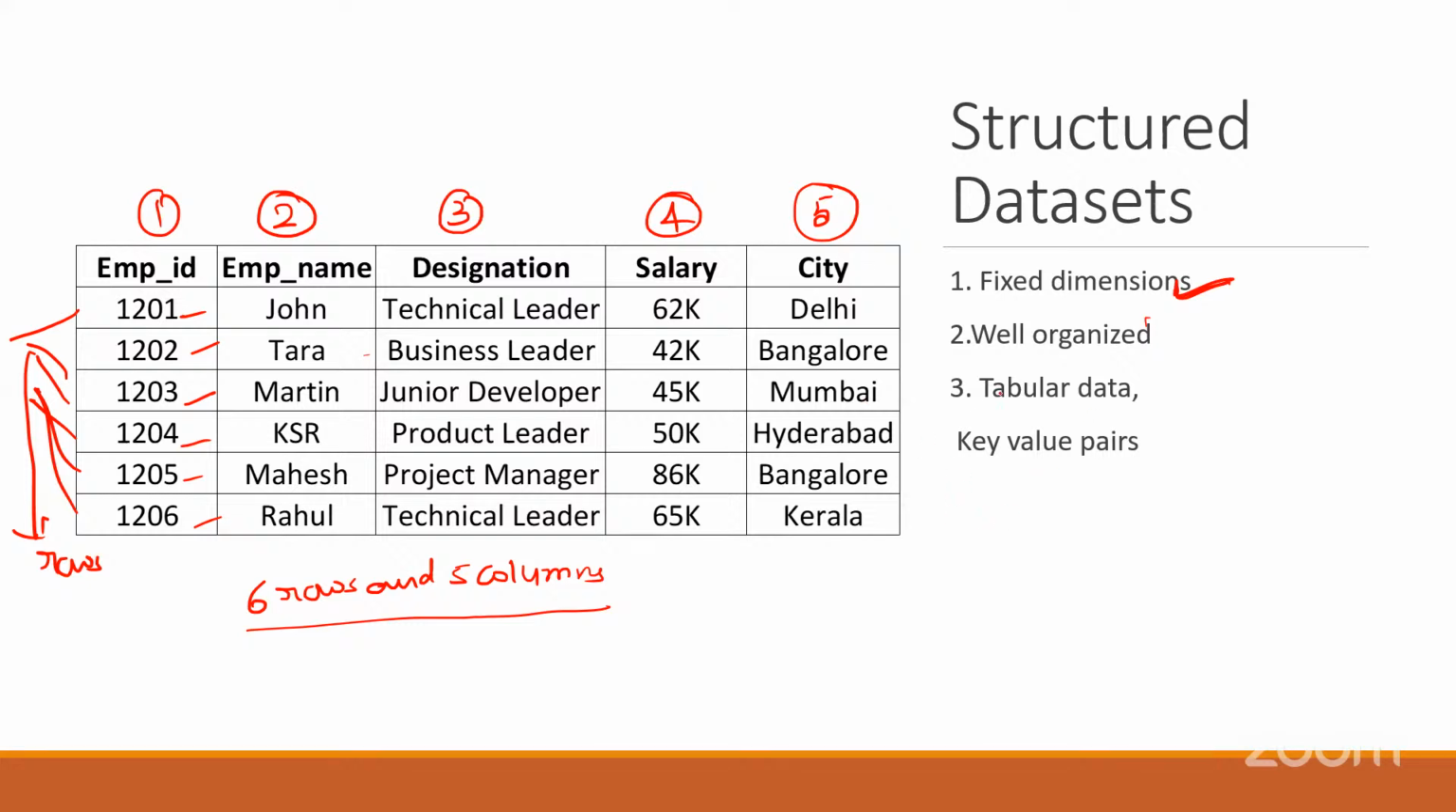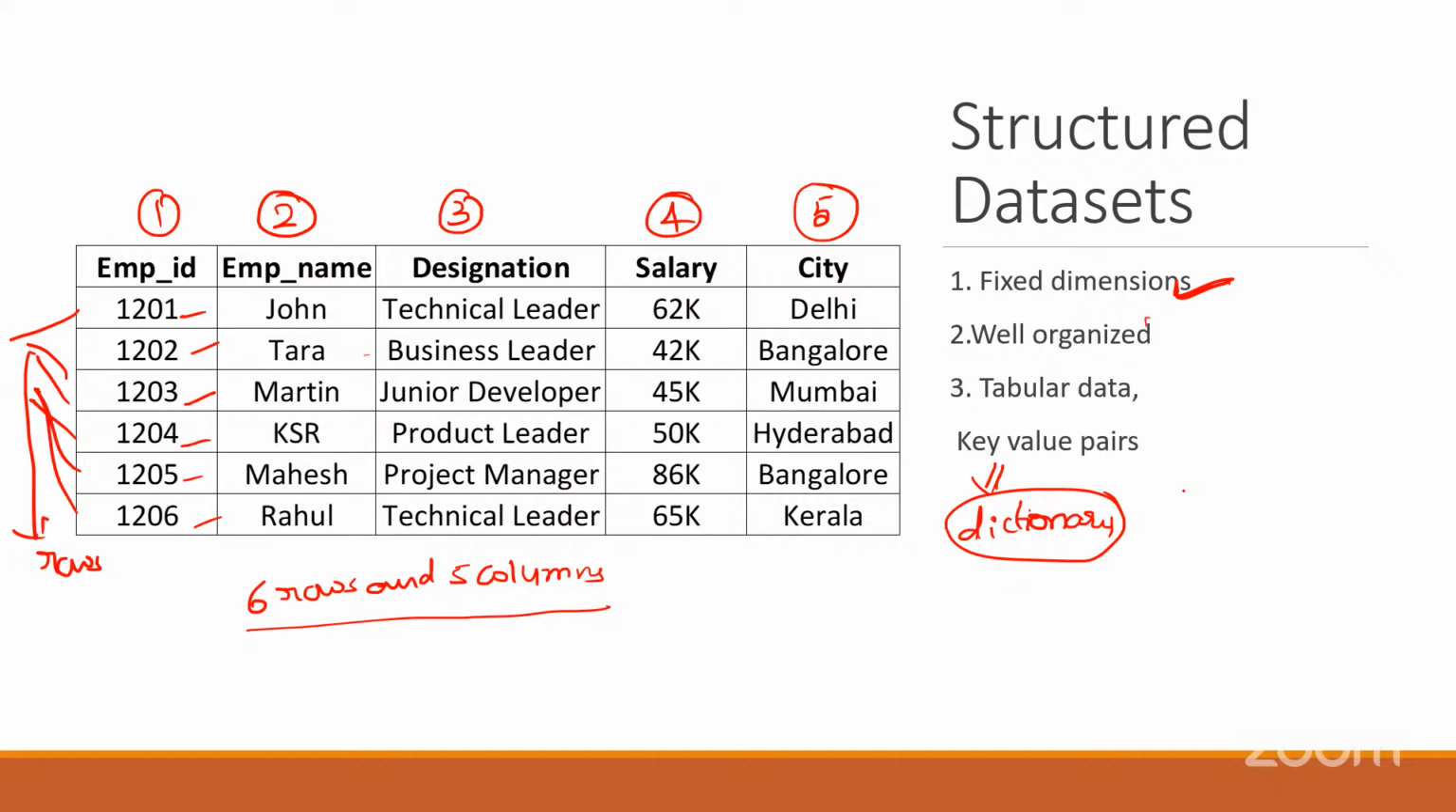So tabular data is also called key value pairs. Columns are also called key value pairs. I hope you have heard about the concept called dictionary in Python. What do you mean by a dictionary in Python? One key will be there and the corresponding value will be there.